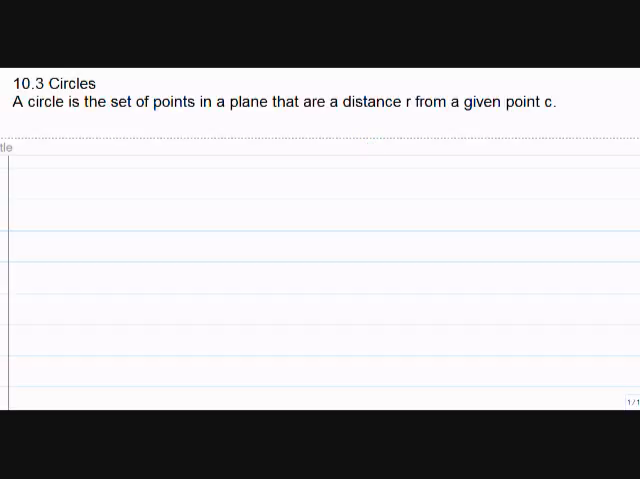All right, speaking of bromances, it's time for circles. So I think you probably had this definition for a circle back in geometry: the set of all points in a plane that are at distance r.